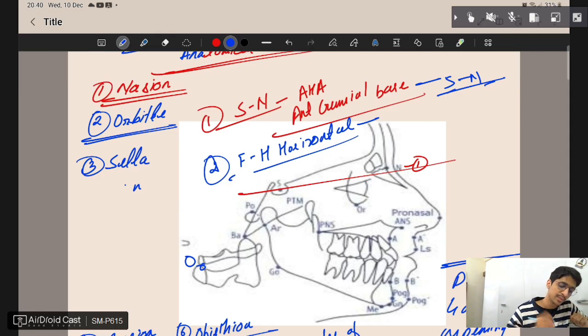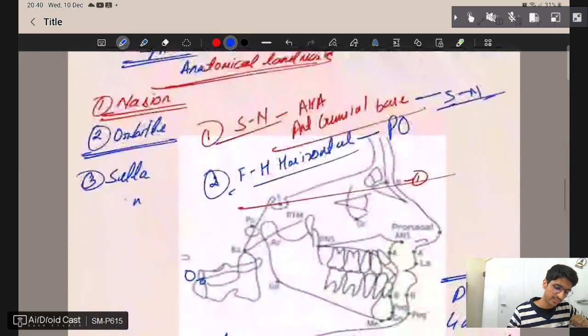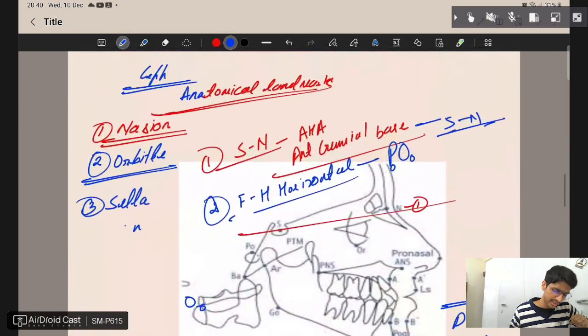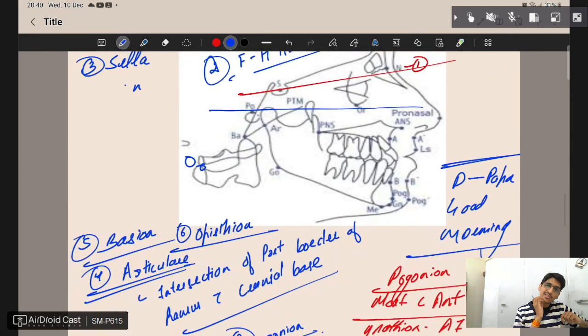You just have to remember two words: Po FH. Whenever FH comes, Po. It starts from the porion to the orbitale. So this is your FH plane. This is also a horizontal plane, almost parallel to the base of the skull. We have to align this so that our head is in a straight position. We have to keep it parallel to the ground. This is FH. Above was SN.